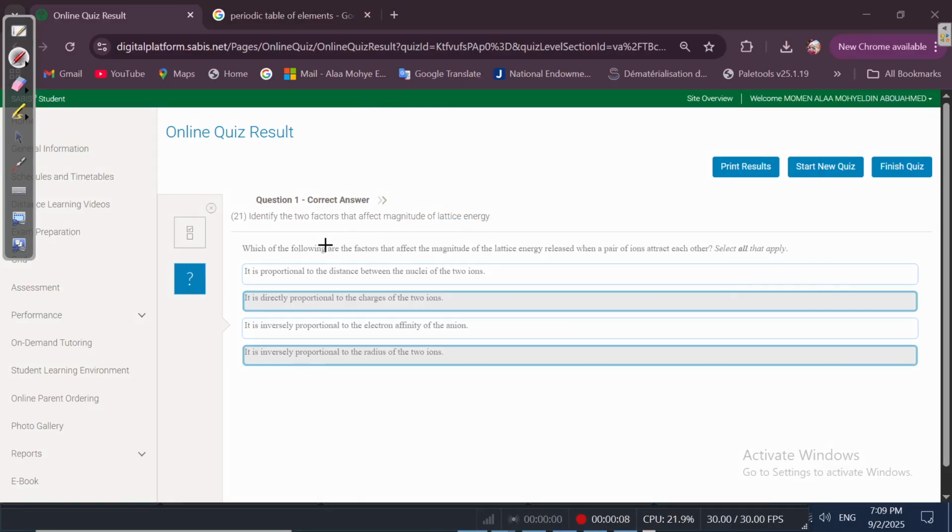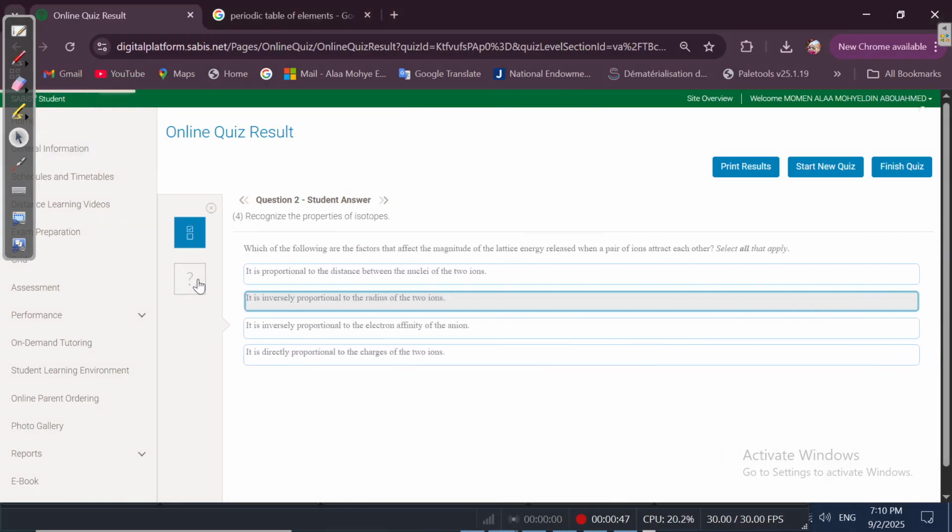So let's get started. Which of the following are the factors that affect the magnitude of the lattice energy released from a pair of ions? Basically, all you need is the formula E equals K Q1 Q2 over R. Since R is in the denominator, it's inversely proportional to the energy, and the product of the charges is directly proportional to the energy. So the energy is directly proportional to the charges and inversely proportional to the radius.